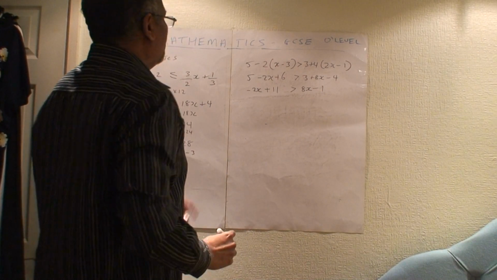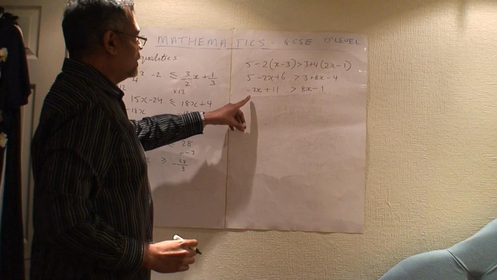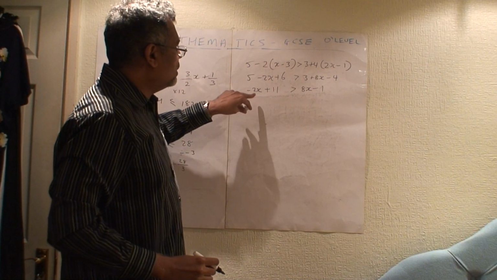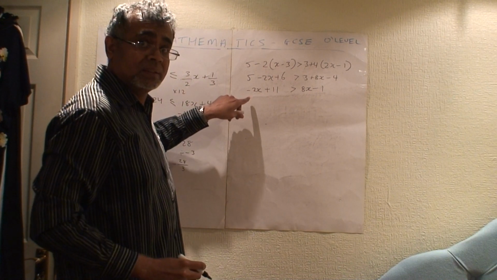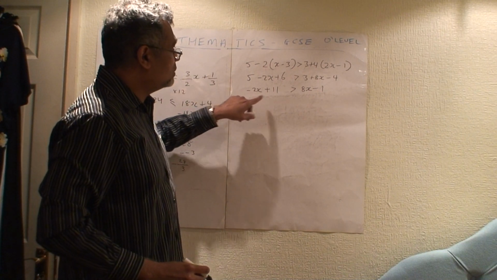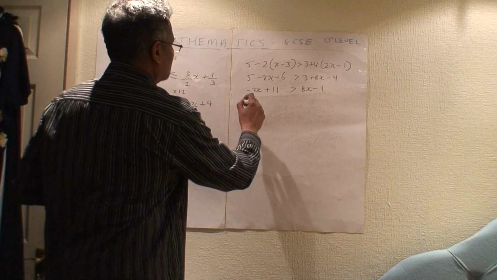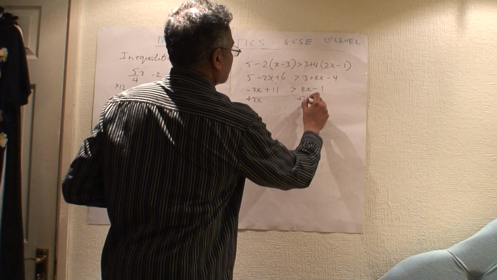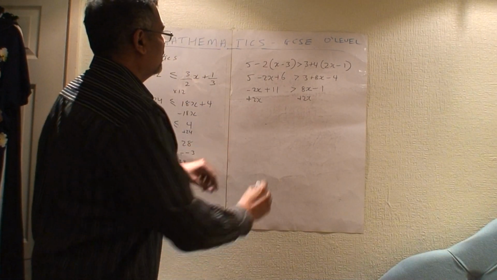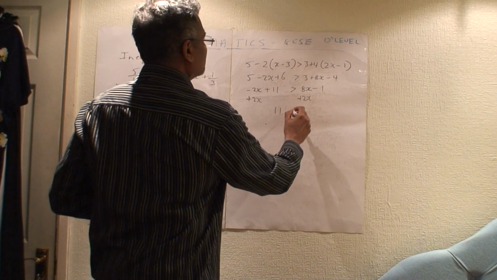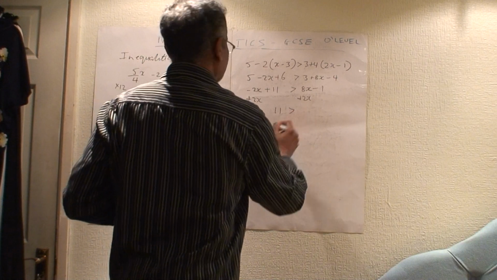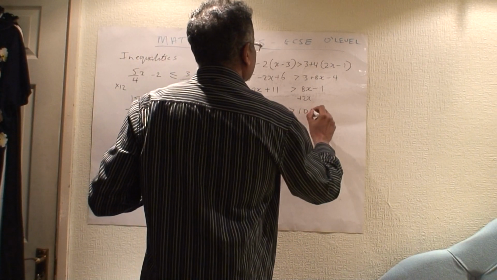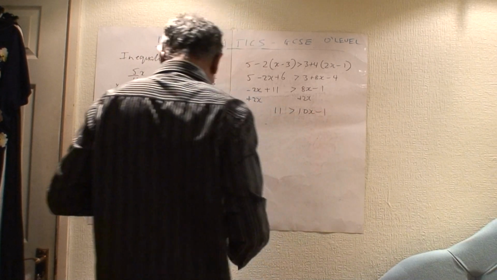Now we want to plus both sides. We want to get rid of the 2x, but we plus the 2x here because it's a minus. Because of the minus, we plus the 2x to get rid of this 2x. We plus the 2x there and there. You get 11 is greater than 10x minus 1.